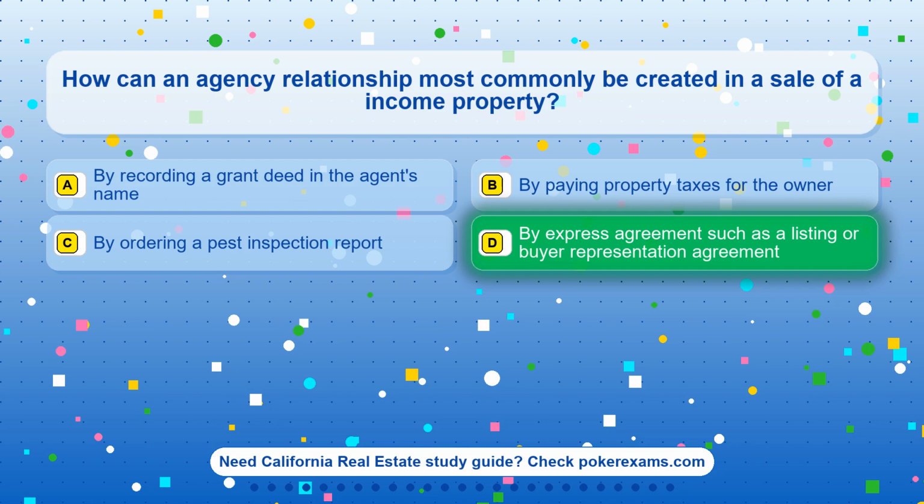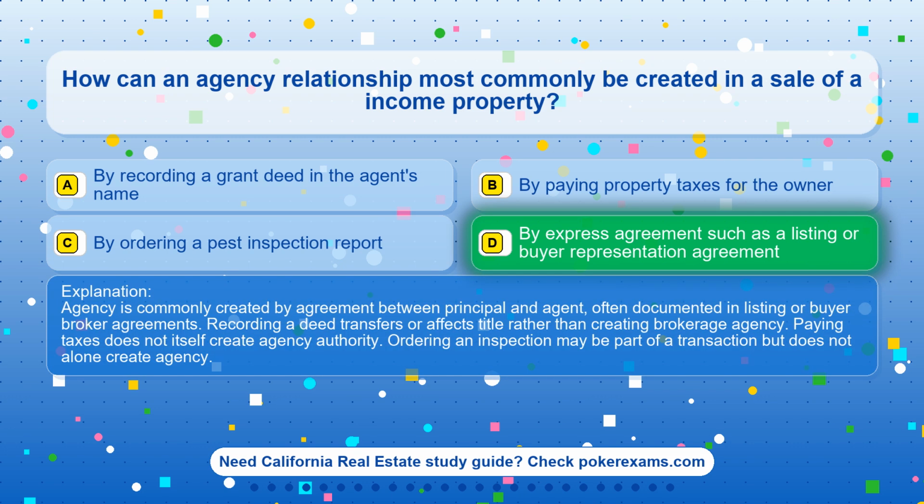The correct answer is option D. By express agreement such as a listing or buyer representation agreement. Agency is commonly created by agreement between principal and agent, often documented in listing or buyer-broker agreements. Recording a deed transfers or affects title rather than creating brokerage agency. Paying taxes does not itself create agency authority. Ordering an inspection may be part of a transaction but does not alone create agency.